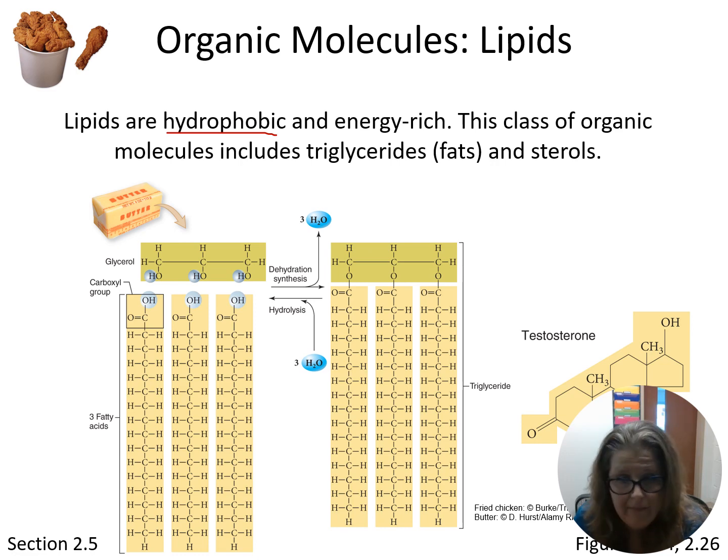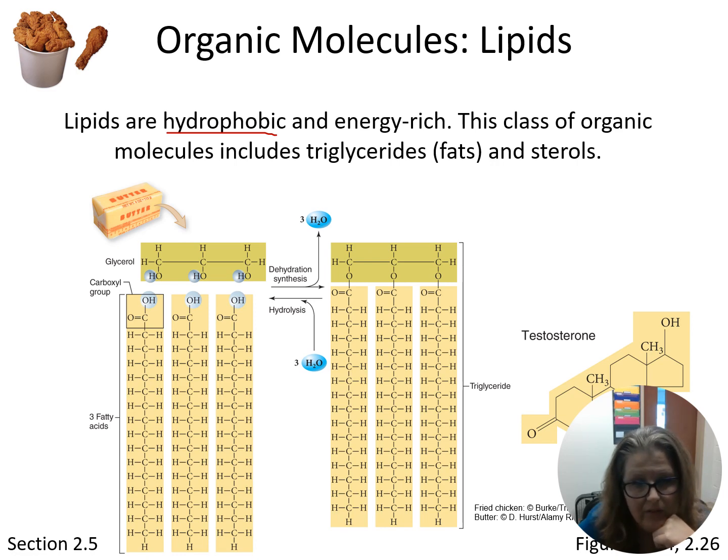Hydrophobic, meaning scared of water, they will not mix with water. They are energy storage, but they can also be waterproofing. They can be insulation. So now is the time of year when the bears are fattening themselves up to go into hibernation, and they're storing their food as fat, but that's also going to give them the ability to stay warmer. It's going to help to insulate their body as well.